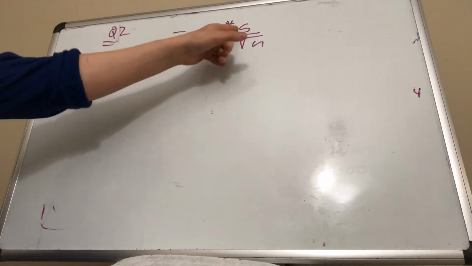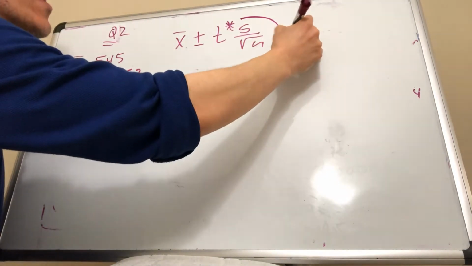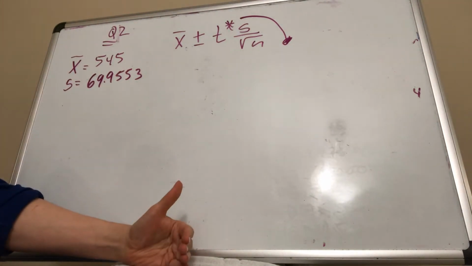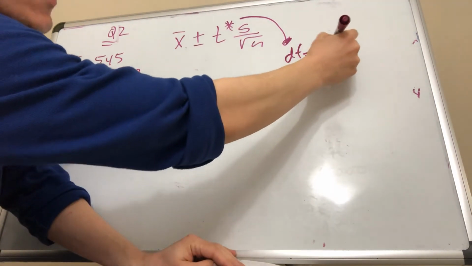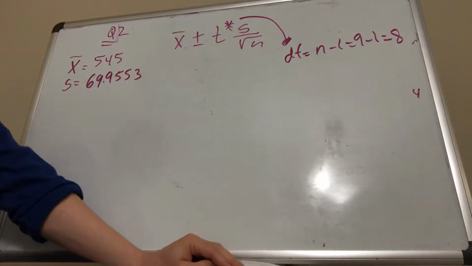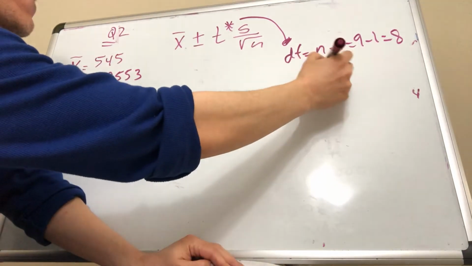So I know the sample is 9. The only thing left is to figure out what t star is. Again, we get the t star from the t table. We need degrees of freedom. It's always n minus 1. So this time it's 9 minus 1, 8. And they want you to do it at 95%.